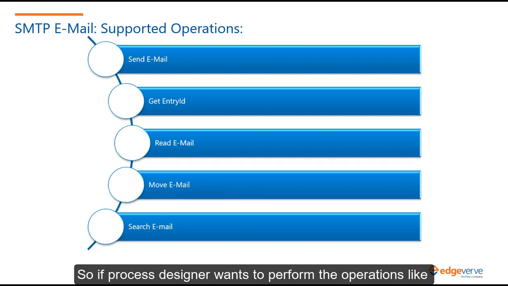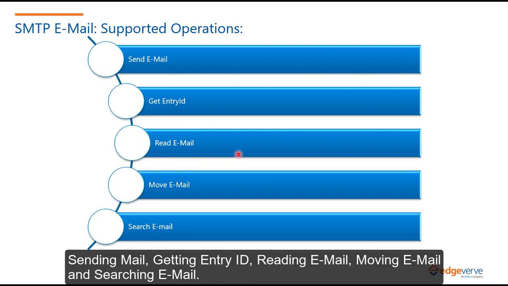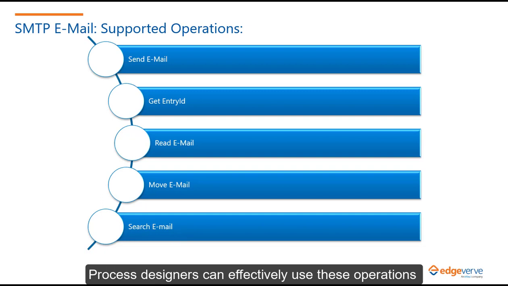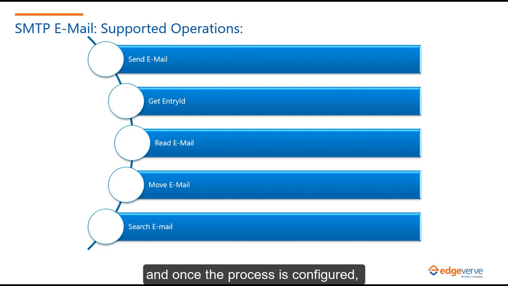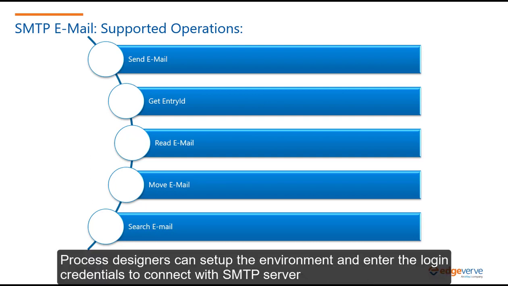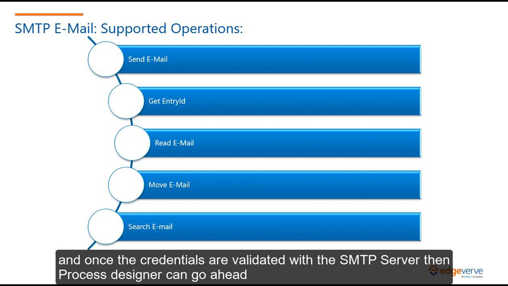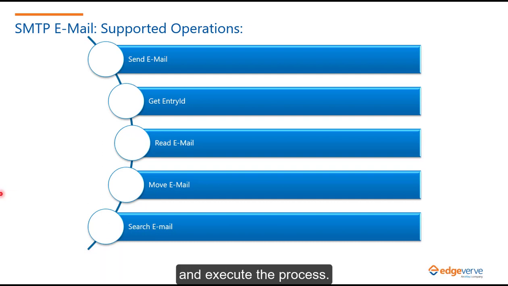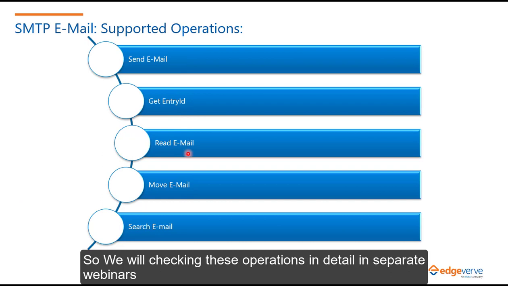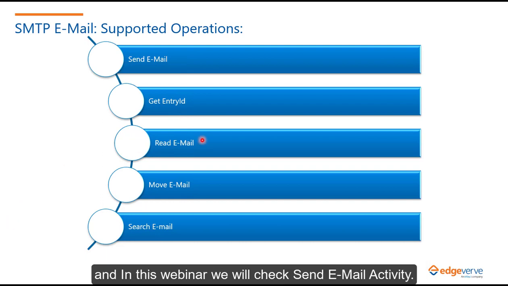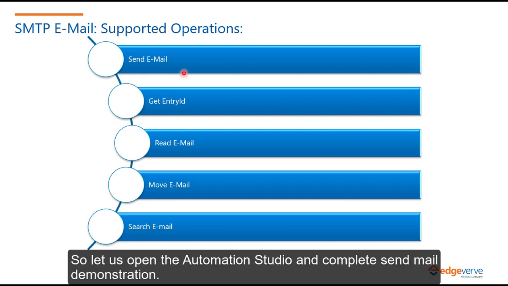So if the process designer wants to perform operations like sending an email, getting entry ID, reading email, moving email, searching email, the process designer can effectively use these operations. Once the process is configured, the process designer can set up the environment and enter the login credentials to connect with the SMTP server, and once the credentials are validated with the SMTP server, the process designer can go ahead and execute the process. We will be checking these operations in detail in separate webinars, and in this webinar we will check the send email activity. So let us open the Automation Studio and complete the send mail demonstration.